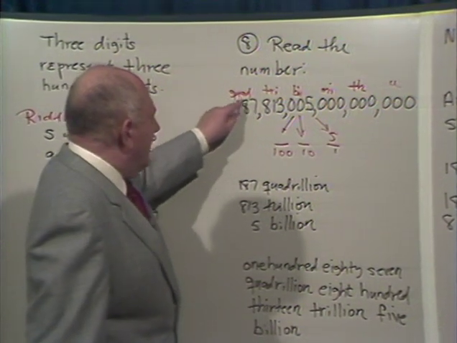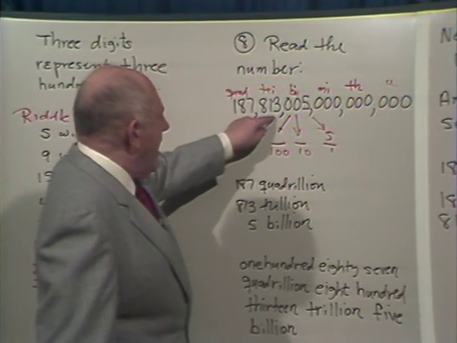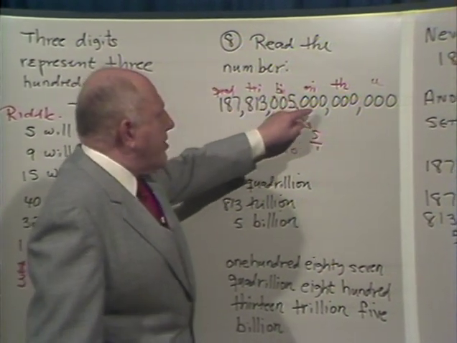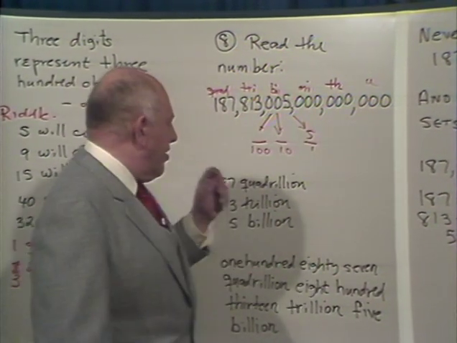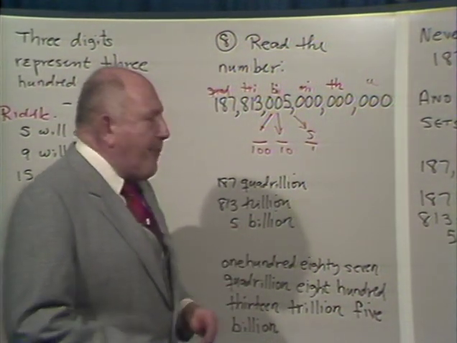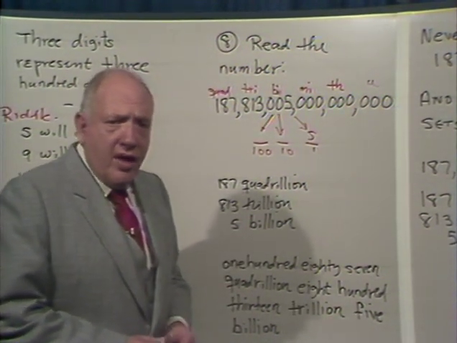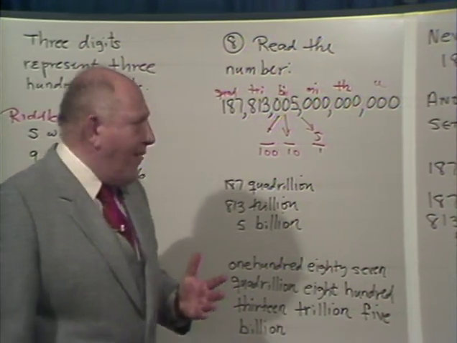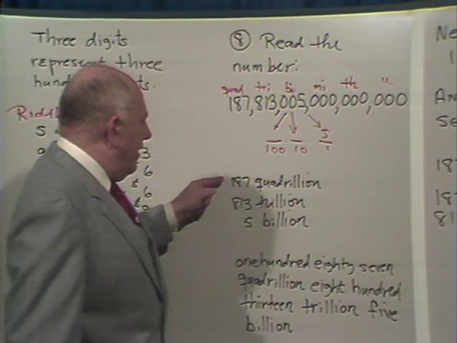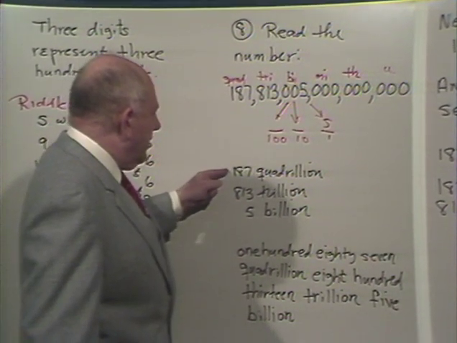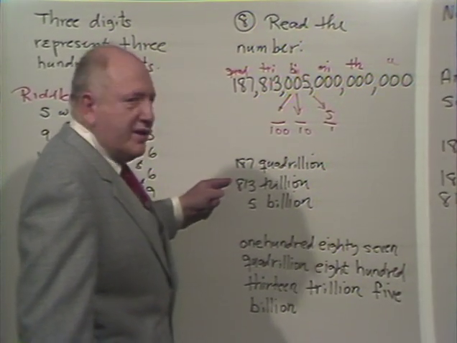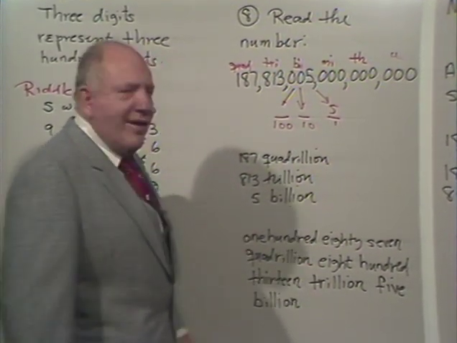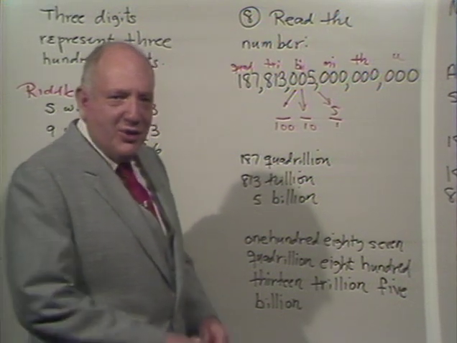We have 187 quadrillion, 813 trillion, 5 billion, period. We don't say, and no millions, no thousands, no units, because the absence of those denominations, when we're naming the nouns, as soon as we don't name a denomination, we have none. In other words, the way you read this number is 187 quadrillion, 813 trillion, 5 billion. That's the way you read it. So you don't say, and no millions, and no thousands, and no units.